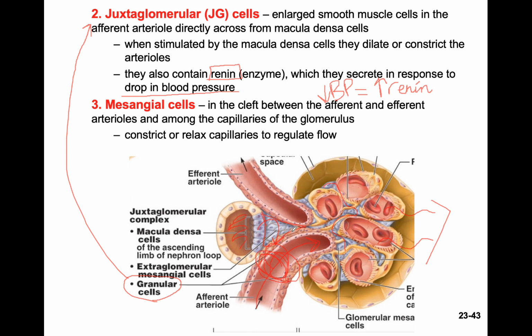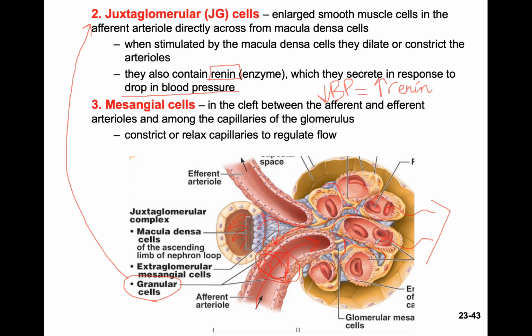These JG cells, notice how they wrap around this way and come back out. They do not sit around the glomerulus. The cells that sit around the glomerulus are the mesangial cells. They sit on top of the actual podocytes, and they can cause constriction and relaxation of the glomerulus as well.